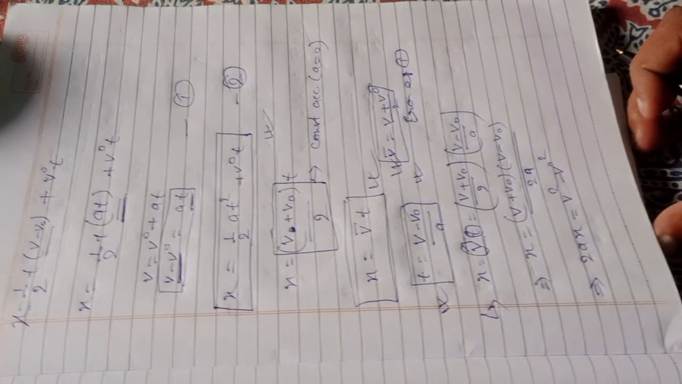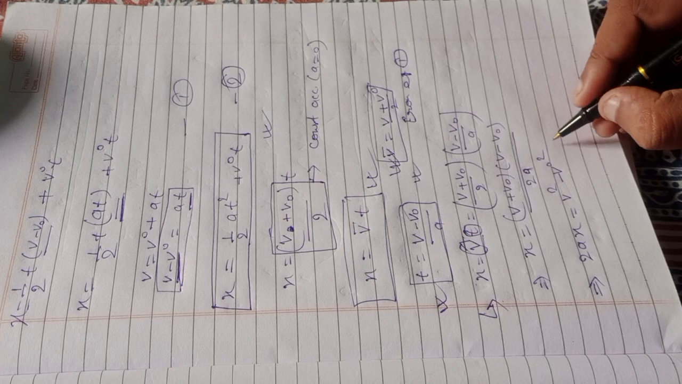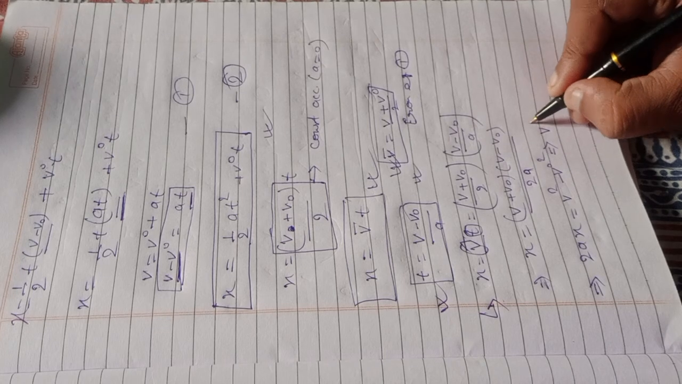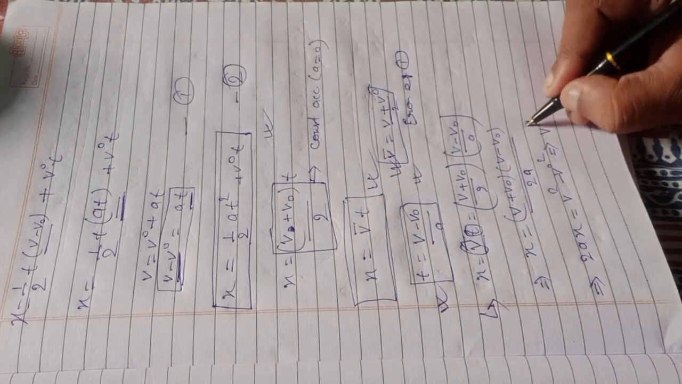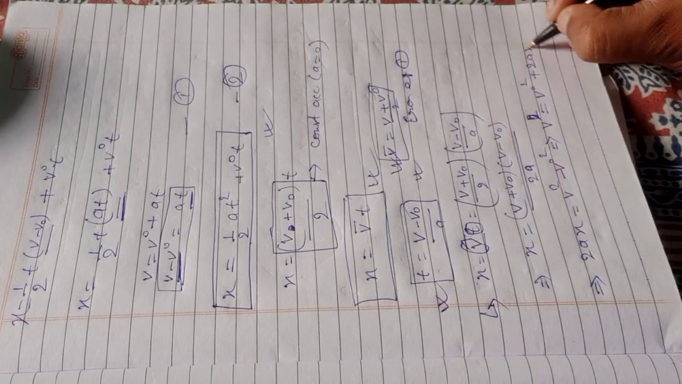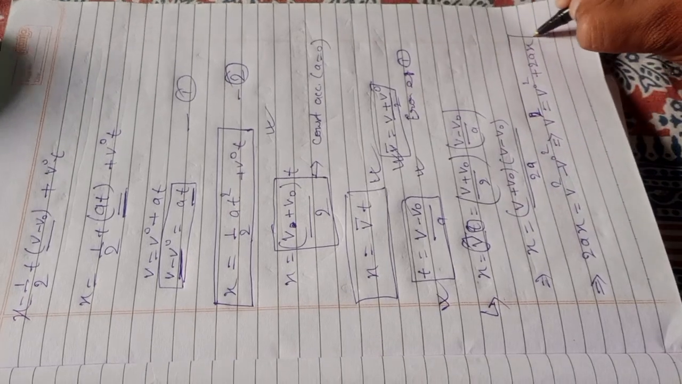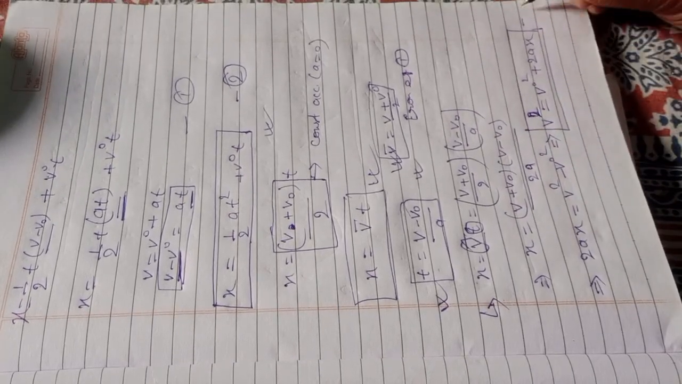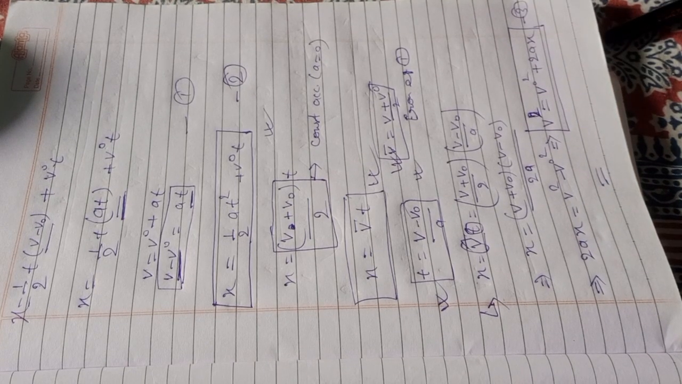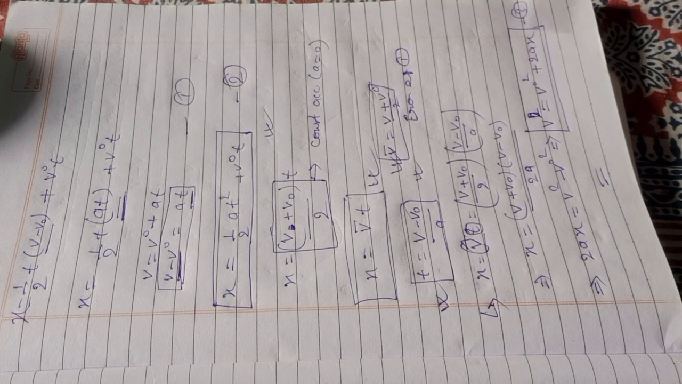Or at the final stage you can write this as v square equals v naught square plus 2ax, and this is your third equation, right? So I hope you get this all. Okay, in the next lecture we'll see the next new topic regarding this only. So thank you for now.